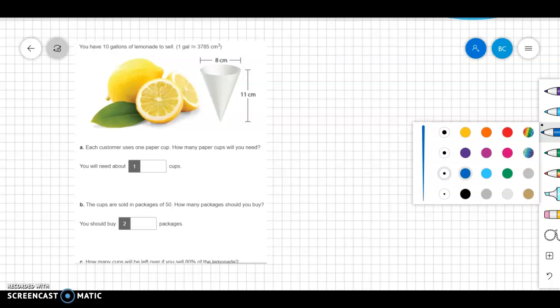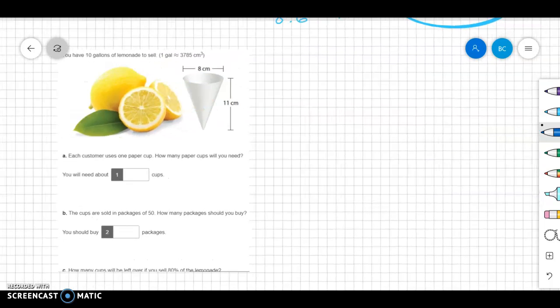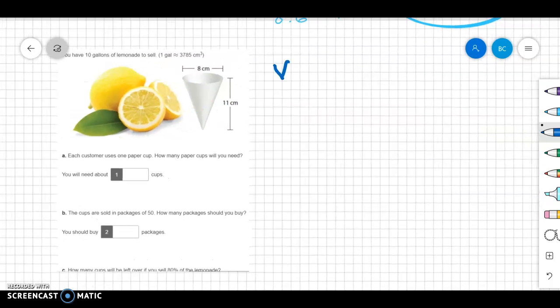So if this is my volume of lemonade that I need to sell, I need to figure out what volume will fit inside of this cone. So I'm going to start by finding the volume of that cone-like shape. And I'm always going to start by writing down the formula. My volume is going to be 1/3 times the base times the height. The base of this paper cup has a diameter of 8 centimeters. That's all the way across. So my radius is going to equal 4 centimeters.